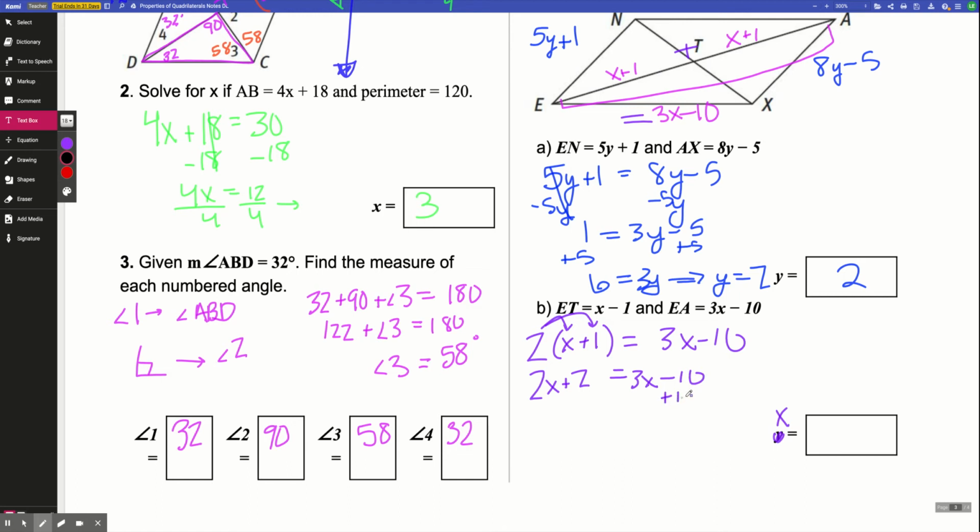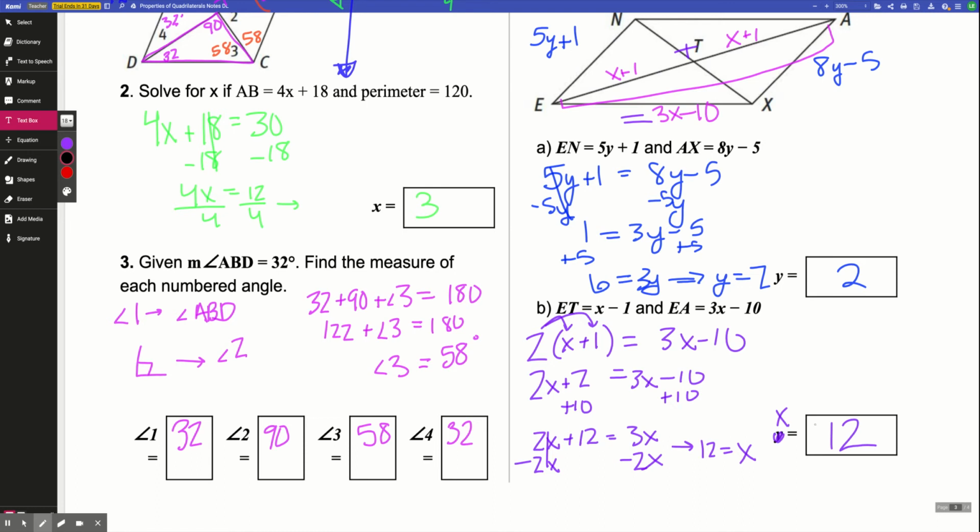I'm going to add 10 to both sides. So I have 2x plus 12 equals 3x, and subtract 2x from both sides. So I end up with x equals 12. Okay, your version of the notes will likely have this fixed. Like I said in a previous video, this is a slightly older version of these notes.